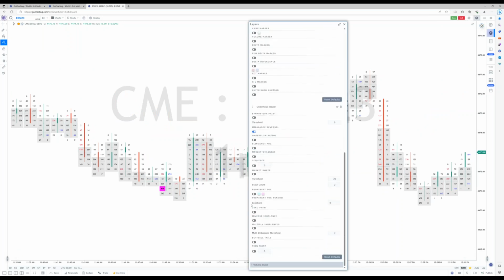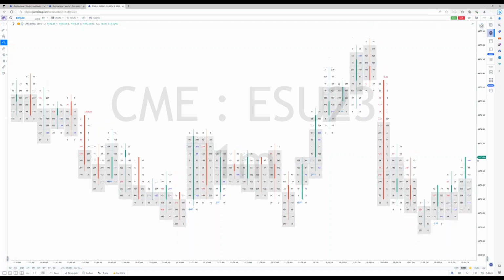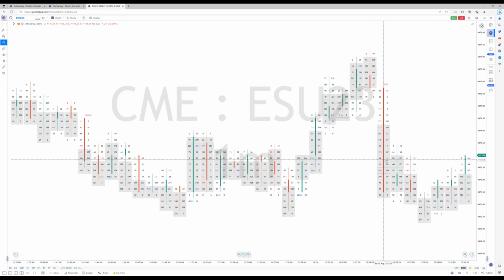Let's turn this off. Ratios, order flow ratios. Ratios is sort of the whole reason why I created the Orderflows trader in the past, because I used to do these in my head.